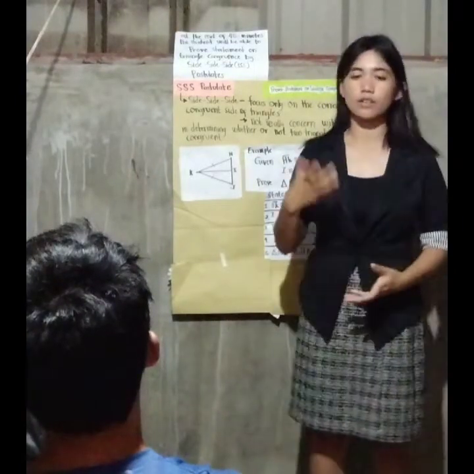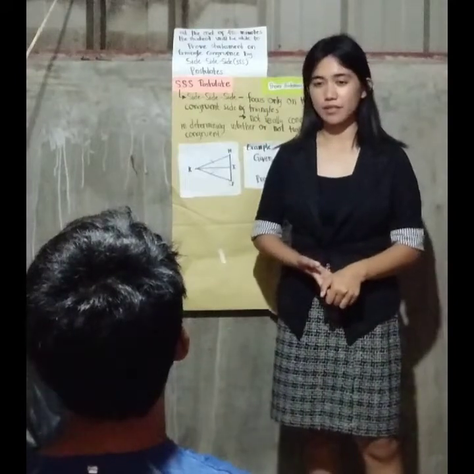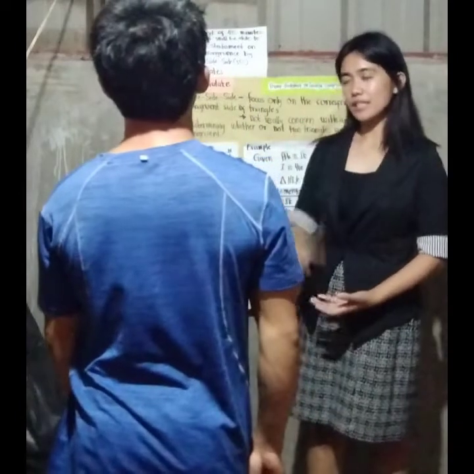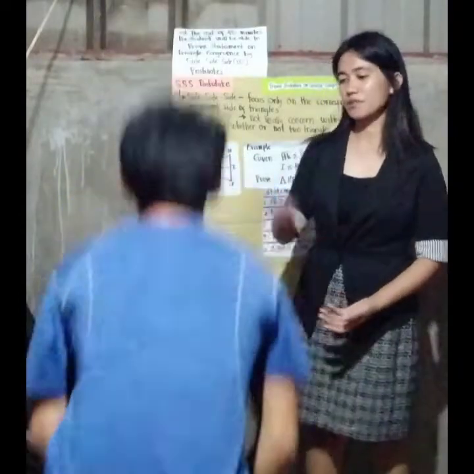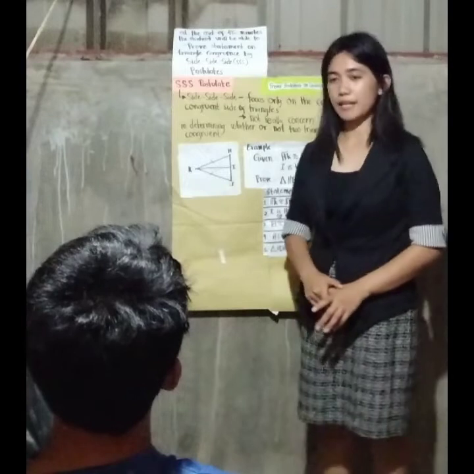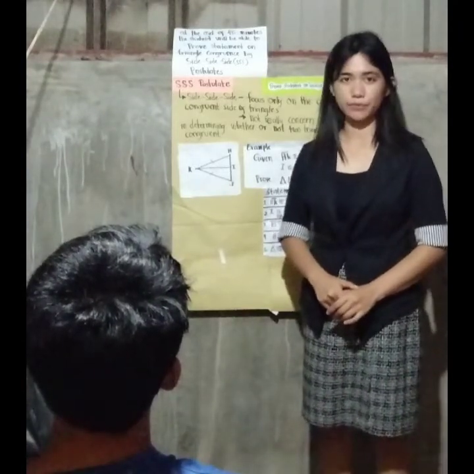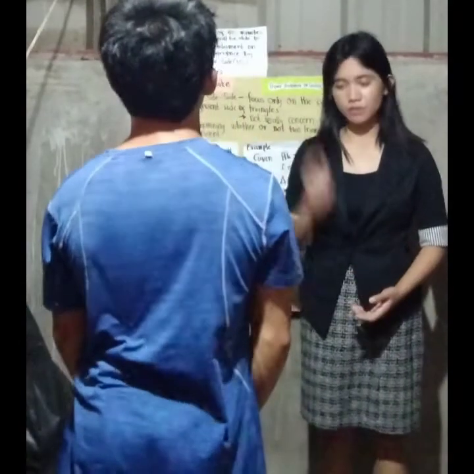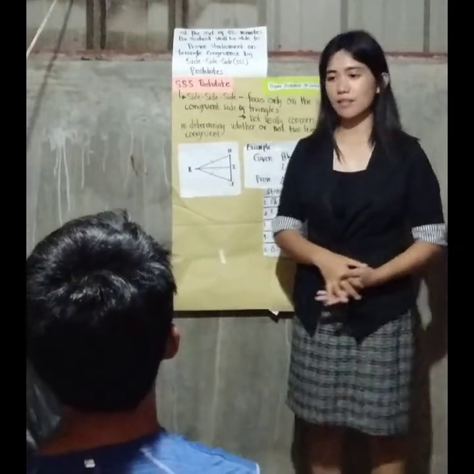Okay, are we all set? To know that you understand well my topic for today, Mr. James, please stand up. What is our topic for today? Okay, very good. You may now sit down. Second question: how do you supply the missing reasons of the two-column proof? Very good. You may now sit down. It seems that you all understand my discussion for today.